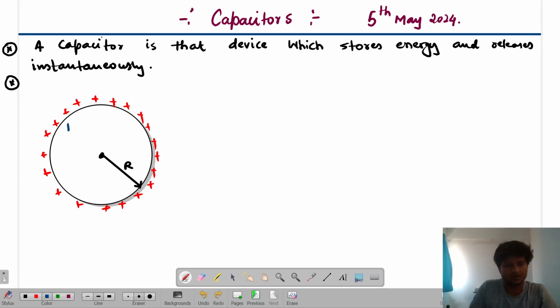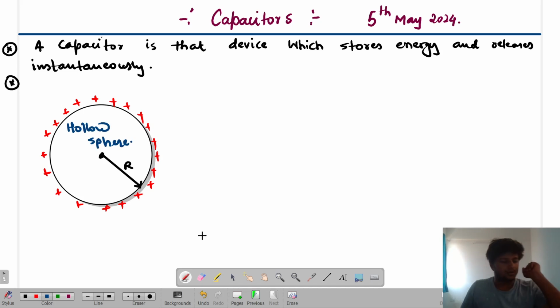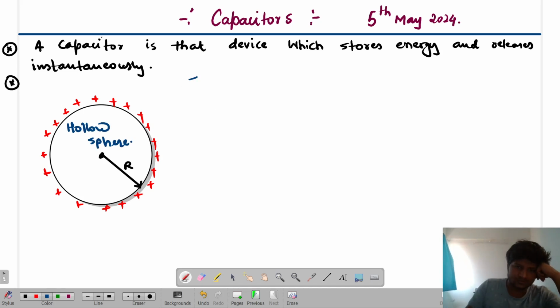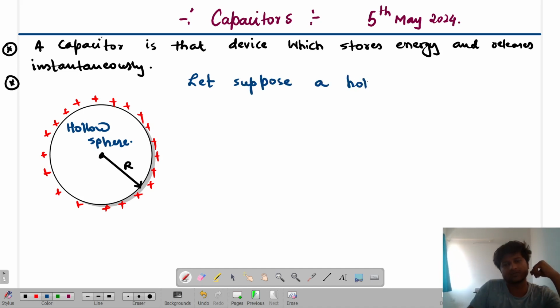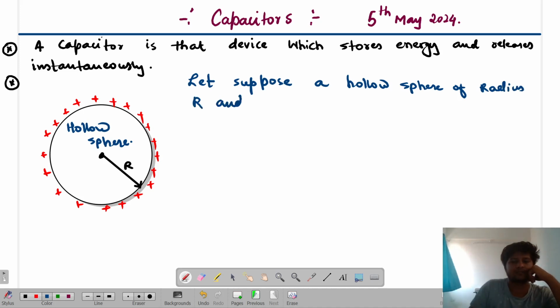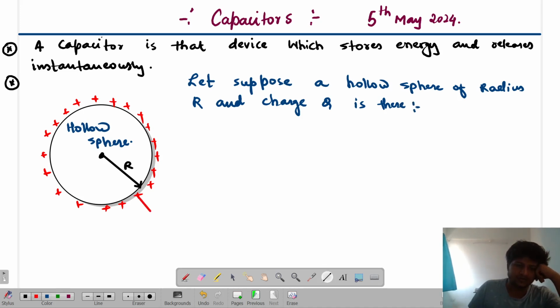So, a hollow sphere of radius r and charge q is there. Now you can see that the electric field due to this hollow sphere will be present in these random directions, or not?